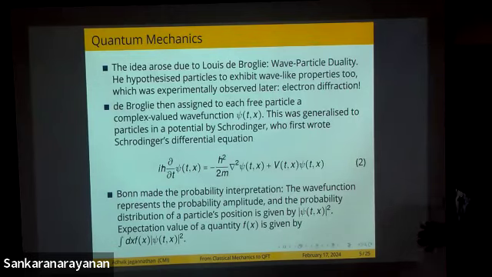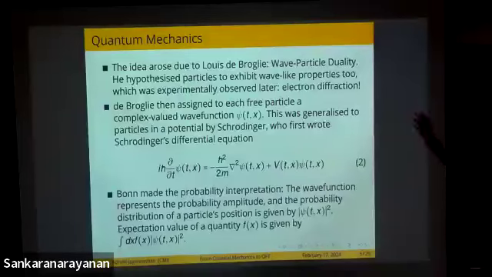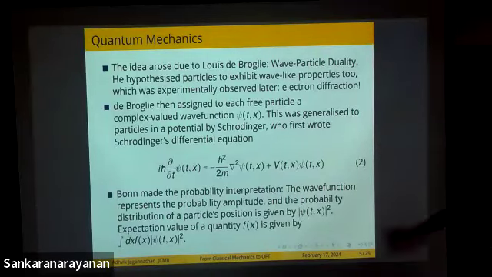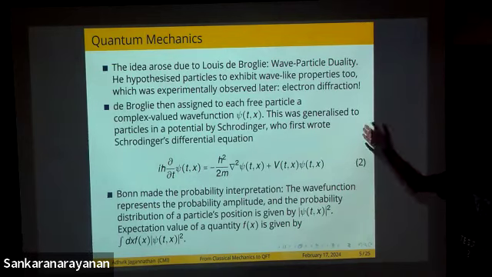So let's talk about quantum mechanics. This is going to be pretty quick, so feel free to stop me if you have any questions. Quantum mechanics essentially started when Louis de Broglie proposed wave-particle duality, in which he hypothesized that just like how photons sometimes have particle-like behavior, electrons and other particles also exhibit wave-like behavior. And this was experimentally observed in the form of electron diffraction.